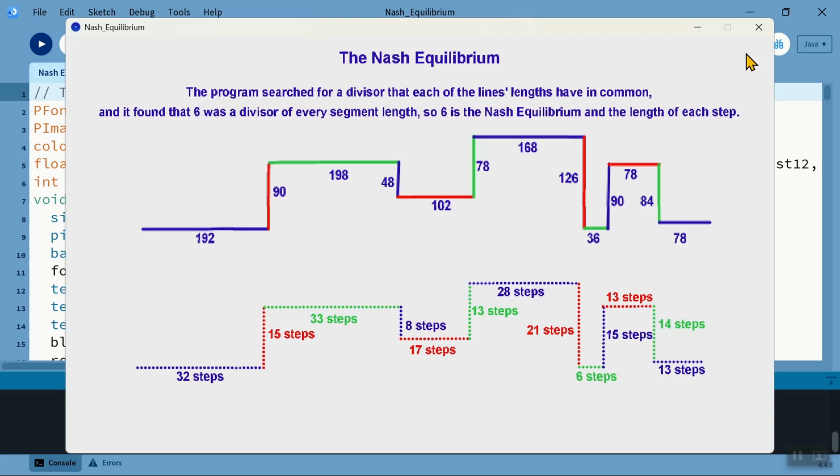And for 192, that's pixels in length, it required 32 steps exactly. And for 90, 15 steps. And for 102, 17 steps. And for 36, obviously, 6 into 36, 6 steps. And that's it. That's the Nash equilibrium.